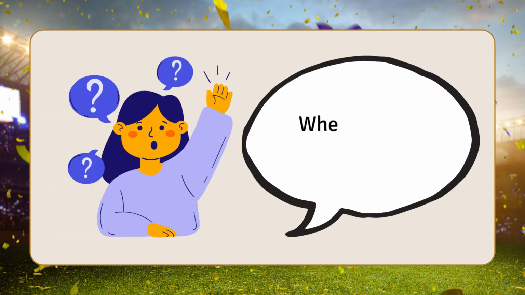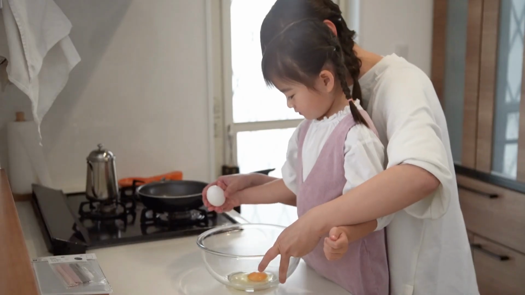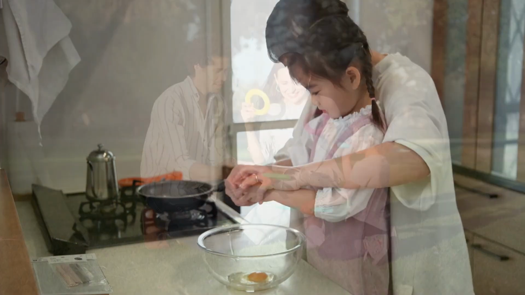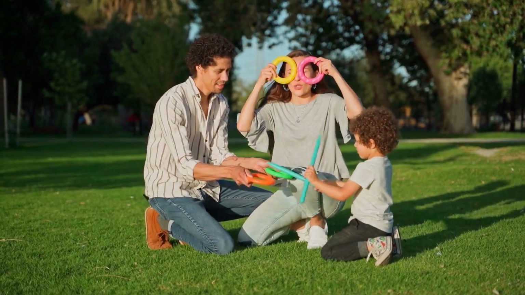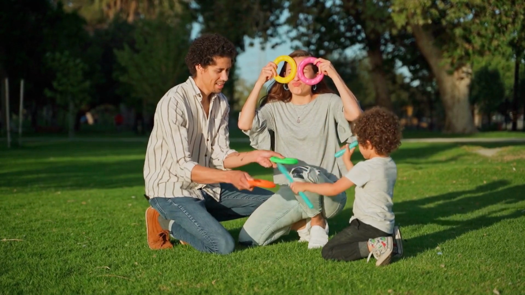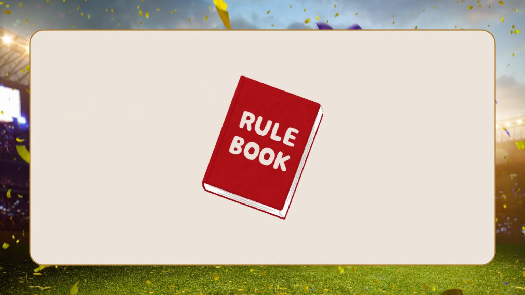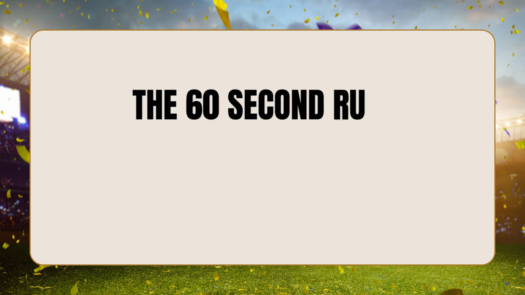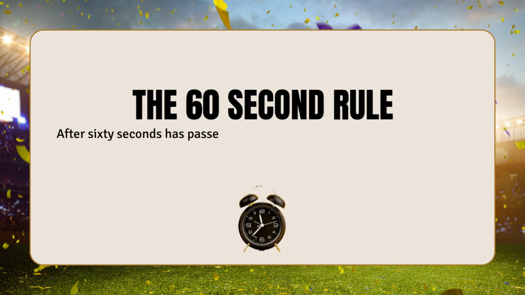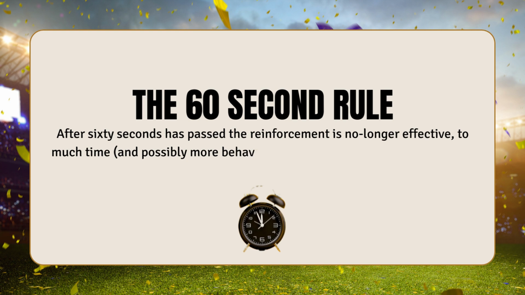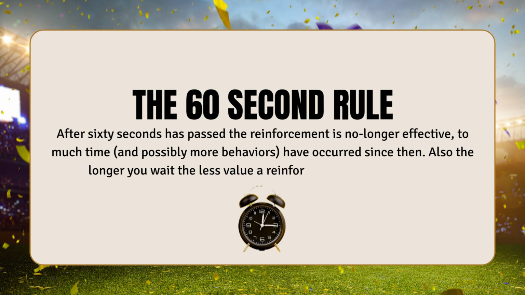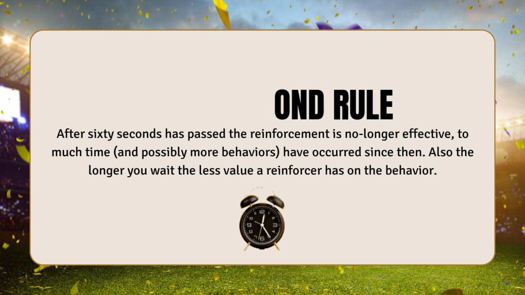So now that we know the types of reinforcers, you're probably saying, Kyle, when do I use these things? You will give access to reinforcement immediately after the desired behavior occurs. It is important that we do this as quickly and consistently as possible. And to do that, there is a rule I want you to follow, and it's called the 60-second rule. After 60 seconds has passed, reinforcement is no longer effective. Too much time has passed, and possibly more behaviors have occurred since then. Also, the longer you wait, the less value a reinforcer has on behavior.